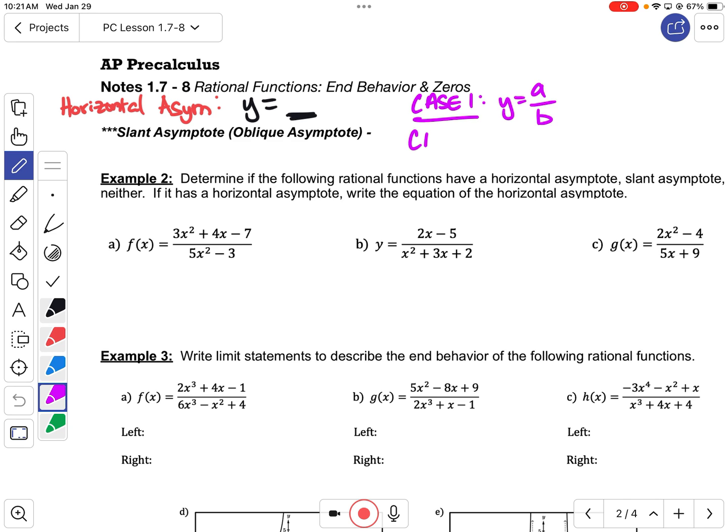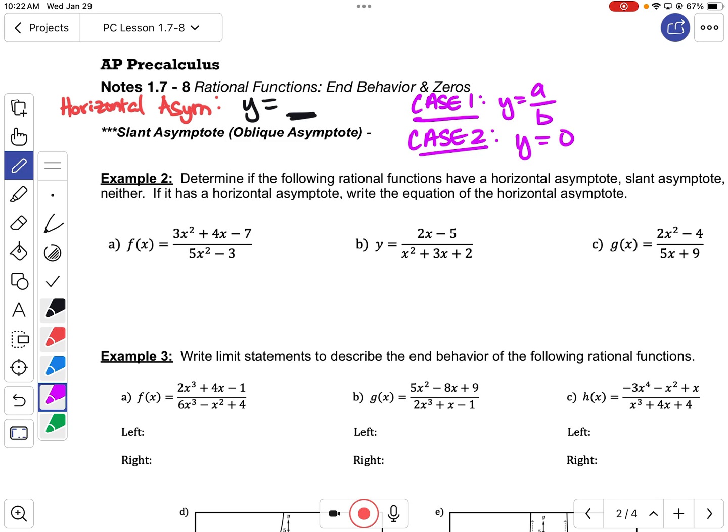And it happens with case 2, okay? If I have the larger degree on the bottom, it's always y equals 0. So those are the only 2 times that we're going to get a horizontal asymptote, okay? If my degrees match, it's the ratio of my leading coefficients. If the bigger degree is on the bottom, it's always 0. Okay, always. So a horizontal asymptote, y equals, and it'll be some number.